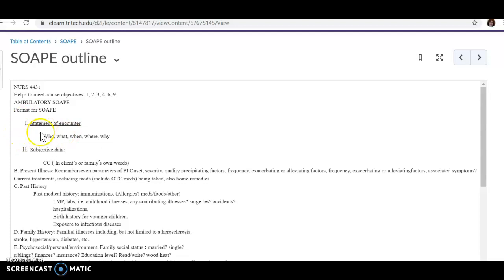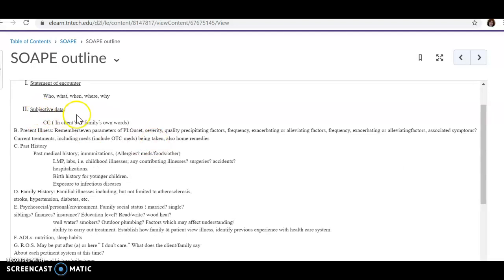You're first going to make a statement of encounter. In the statement, you say who, what, when, where, and why you are encountering this patient. So let's say you are at an urgent care center and you are encountering a patient, and this is kind of what your statement of encounter will sound like: 77-year-old white male coming to the clinic with complaints of headache, fever, congested cough, etc. You're going to put just a couple of sentences that introduces the patient to us, and it helps us get a picture of your patient.